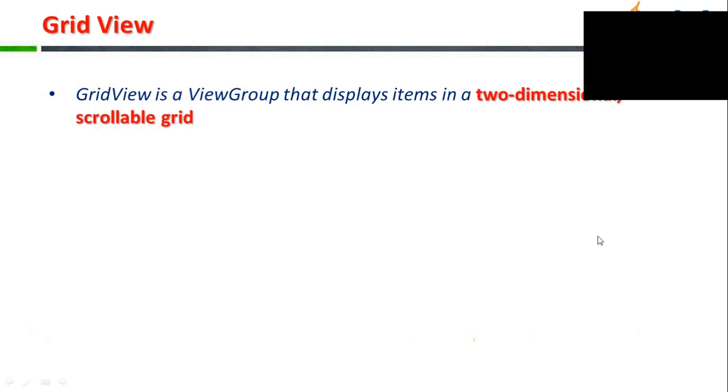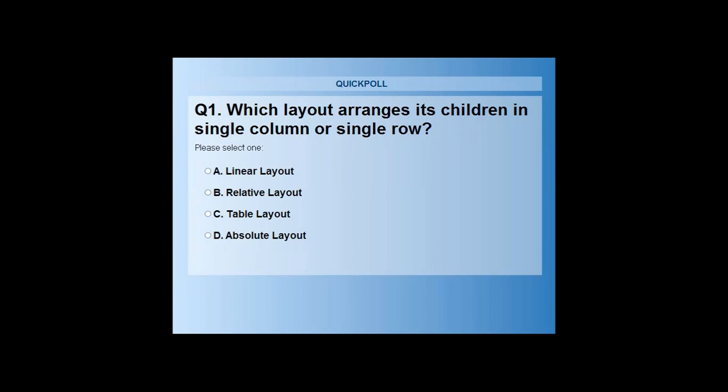So I have a poll question for all of you here. You can just take a look at your screens. Here is the poll question for you. Which layout arranges its children in a single column or a single row?